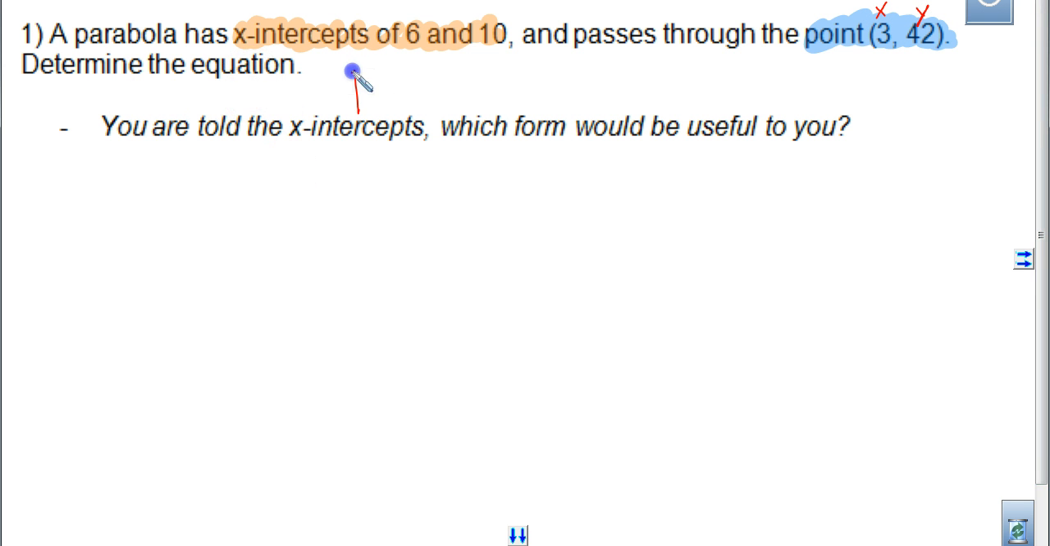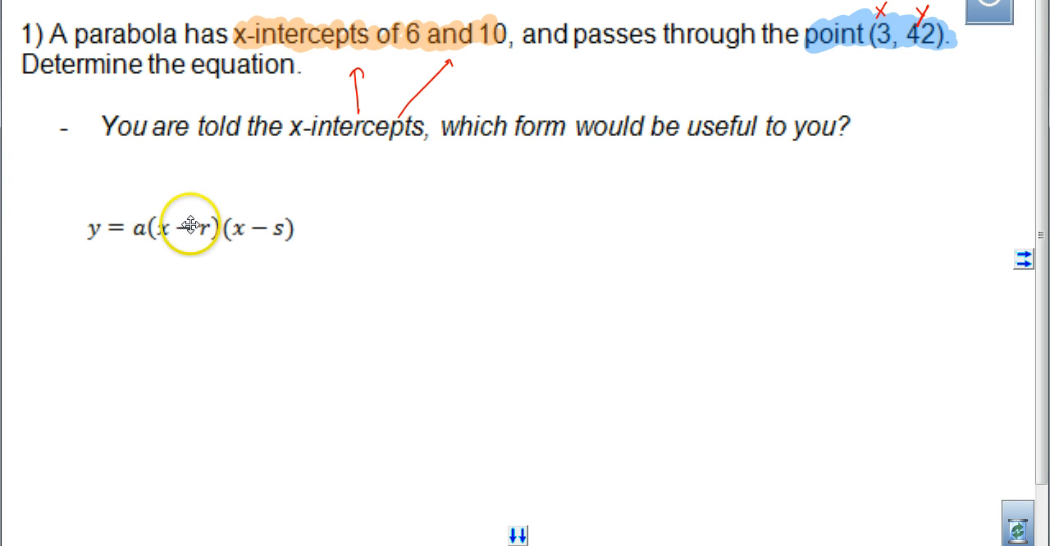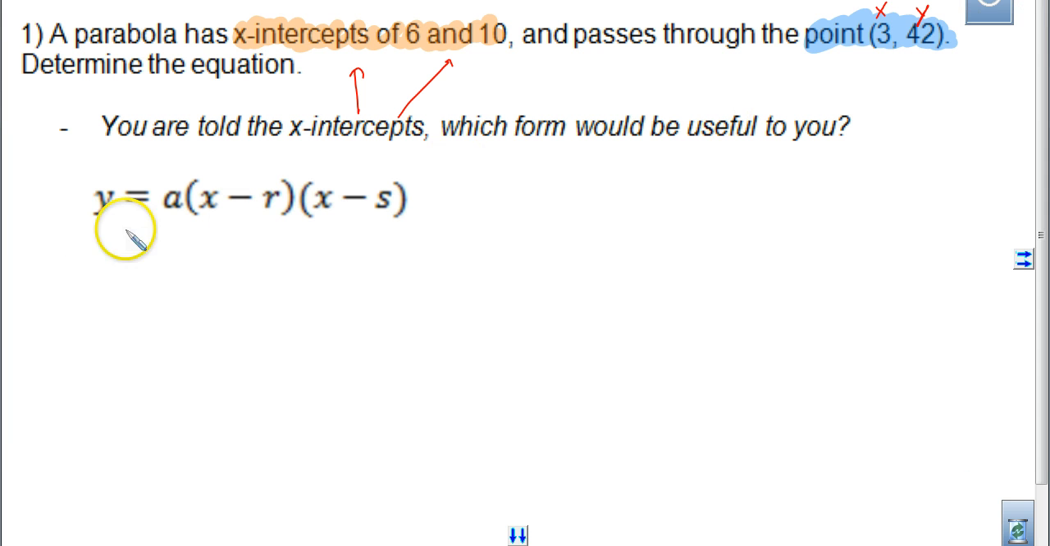Now, we're told what the x-intercepts are for this parabola. So which of the forms that I went over on the previous page would be most useful to us? So that would be the factored form, which I have conveniently copied here already. So what we know, we actually already know what the r value is and what the s value is. So the equation will look like x minus 6 times x minus 10. Now the problem is right now we don't know what the a value would be. What would be the multiplication factor for the step pattern?